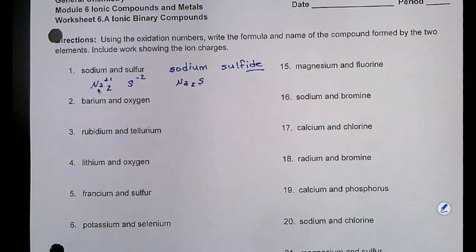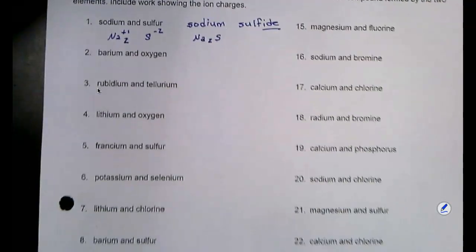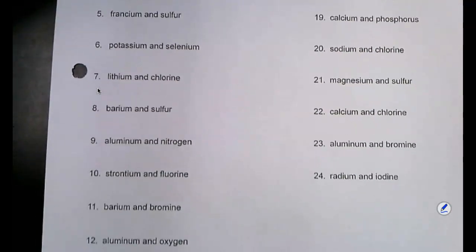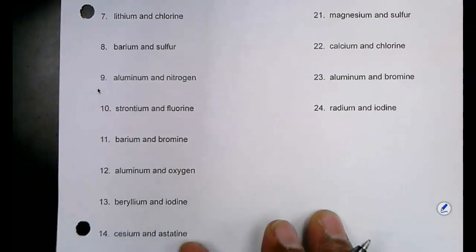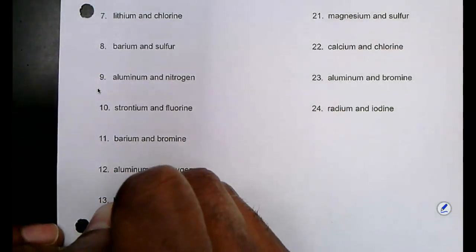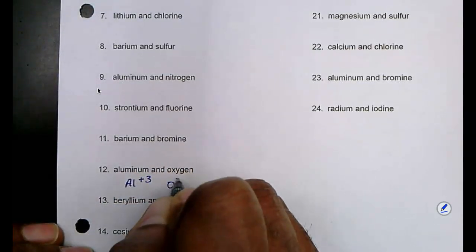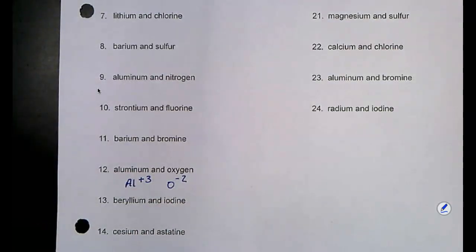Okay, I want to do one more if that's okay. I want to do number 12, aluminum and oxygen. So if we go down to number 12, aluminum and oxygen, if you want to pause the video to figure out the charges and write the symbols, do that and then push play. But I'm going to do it right now. Here's aluminum. It's a +3 charge. Oxygen's a -2. This one's a little more difficult. How do I get the charges balanced at 0?